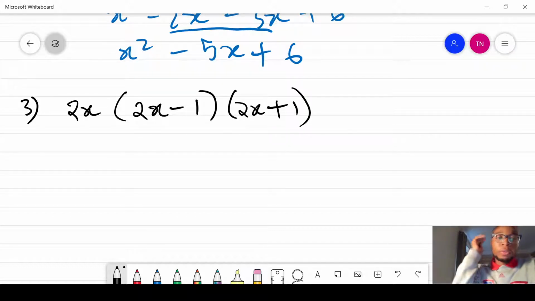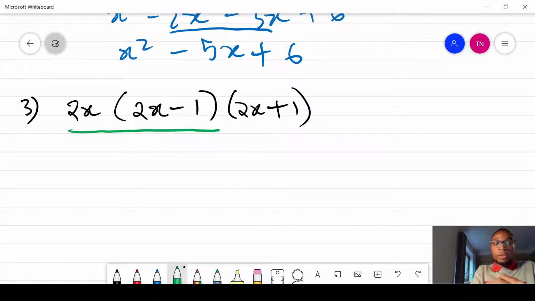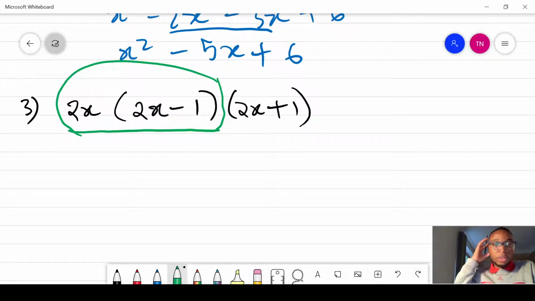So that is another example. So we are still expanding what we have here. Ideally, if you have something of this sort, what I would advise you to do is, first of all, deal with the first two. So we are going to deal with the first two that we have. We're going to multiply these ones here. Then after we deal with those, we're going to deal with the next one.